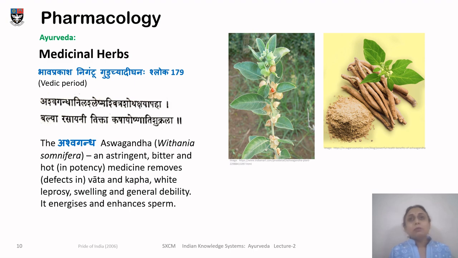One of the most popular herbs that is mentioned in Ayurveda is ashwagandha or Withania somnifera. So in the Bhava Prakash Nigantu Guduchadi Ghanaha text in Shloka 179, this text is from the Vedic period, the advantages of using ashwagandha are mentioned. Its medicinal properties are mentioned. It said that it's an astringent, bitter medicine that removes doshas in vata and kapha.